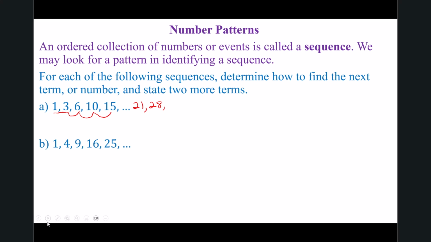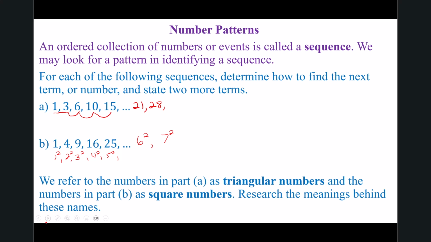For this next sequence, 1, 4, 9, 16, 25, again, I have to look for a pattern. I can see that this is 1 squared, 2 squared, 3 squared, 4 squared, 5 squared. So following that same pattern, the next term would be 6 squared, or 36, and the next term would be 7 squared, or 49. We refer to the numbers in part A as triangular numbers, and the numbers in part B are square numbers. You might want to research why they're called triangular and square numbers. It's pretty interesting.